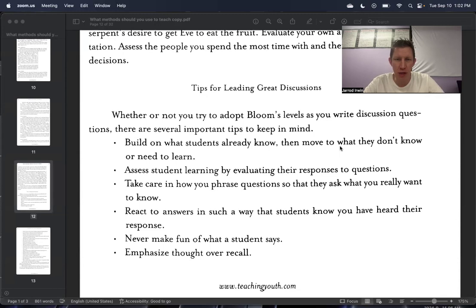Tips for leading great discussions. Whether or not you try to adopt Bloom's levels as you write discussion questions, there are several important tips to keep in mind. Build on what students already know, then move to what they don't know or need to learn. Assess student learning by evaluating their responses to questions. Take care in how you phrase questions so that they ask what you really want to know. React to answers in such a way that students know you have heard their response. Never make fun of what a student says.